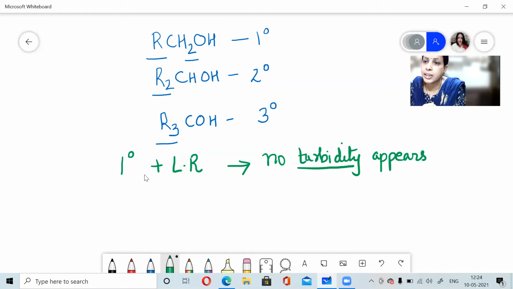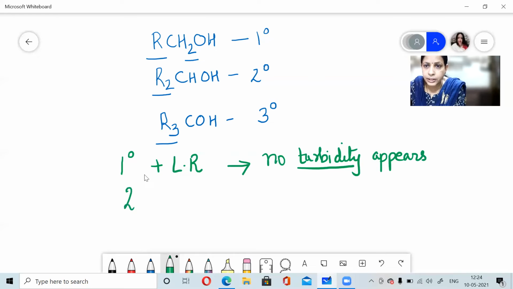And here in this milkiness, it is a general term. When we are writing the answers in the board exam, they expect us to use the technical terms. So your milkiness, the general term, is replaced by the term turbidity. So the moment you take the primary alcohol in the test tube and you are adding Lucas reagent, you will find that no turbidity will appear.